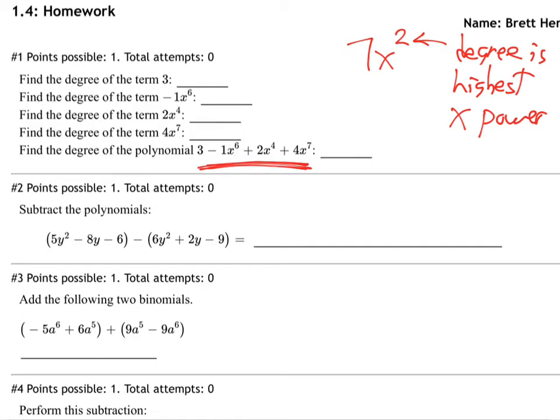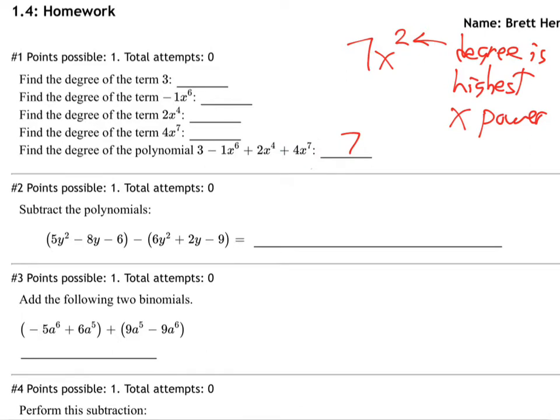So look at that. That one has 4 different terms, doesn't it? It has a 3, a minus 1x to the 6th, a plus 2x to the 4th, and a plus 4x to the 7th. So what's the degree of that polynomial? 7, exactly. Because that's the highest x power. Does that make sense? So it's just the highest one.